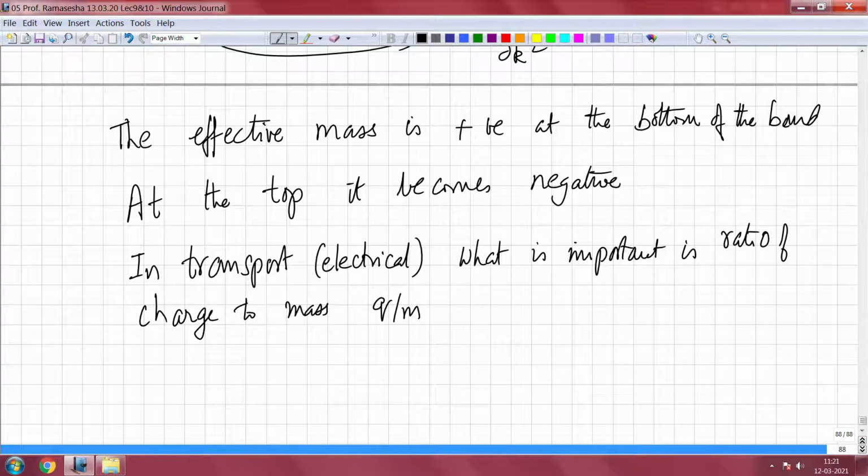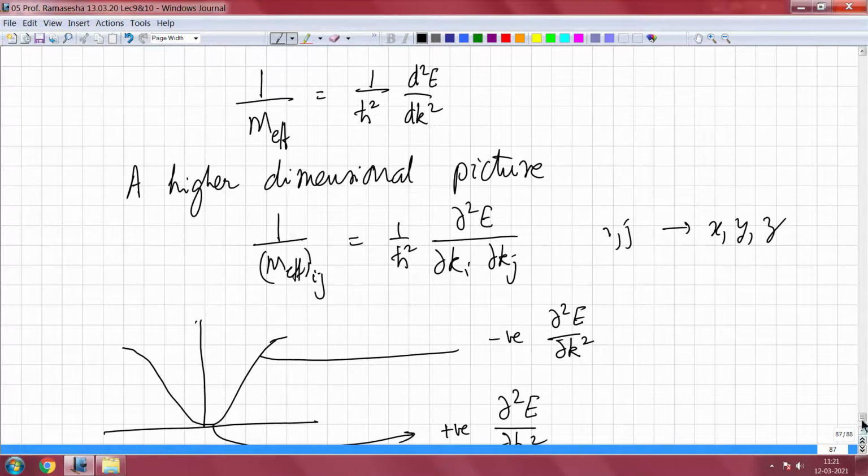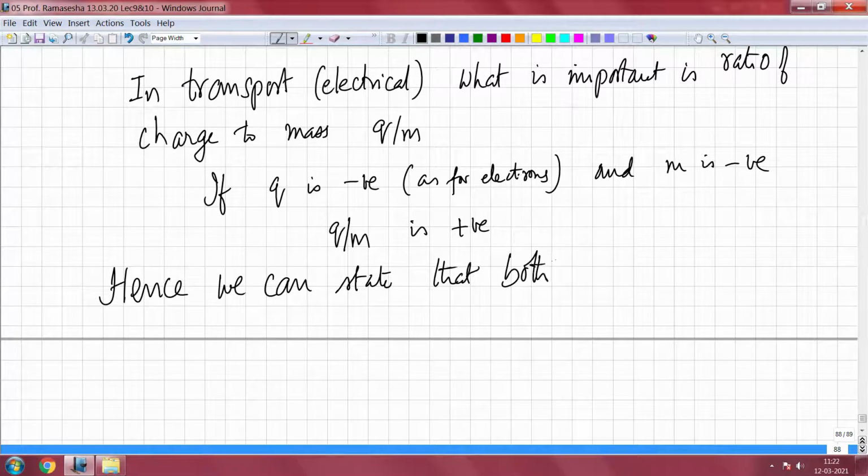So, what is done usually is that if Q is negative as for electrons and m is negative, Q by m is positive. So, we can instead say the following, that is, hence we can state that both Q and m are positive.